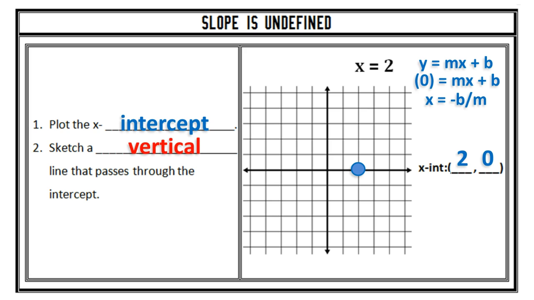Sketch a vertical line that passes through the intercept. Since I automatically know that this is going to have an undefined slope, a vertical line, I'm going to find my x-intercept and just draw a line vertically through it.